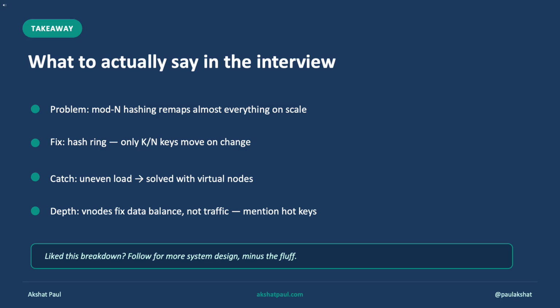If you can casually drop in a mention of hot keys, read replicas, or key salting, you're no longer sounding like someone who memorized a diagram. You sound like someone who's actually thought about running this in production. That's consistent hashing, fully broken down.